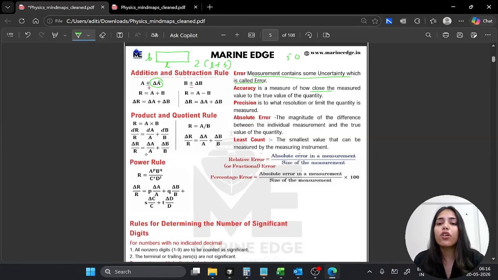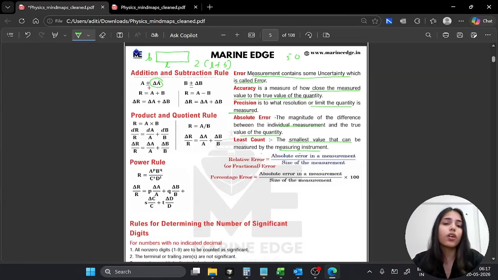Accuracy means how close to the true value our measurement is. Precision is the resolution or limit of the quantity that is being measured, how precise I am. Then absolute error is the difference between the individual measurement and the true value. And the least count is the smallest value that can be measured using whatever scale we are using, right?